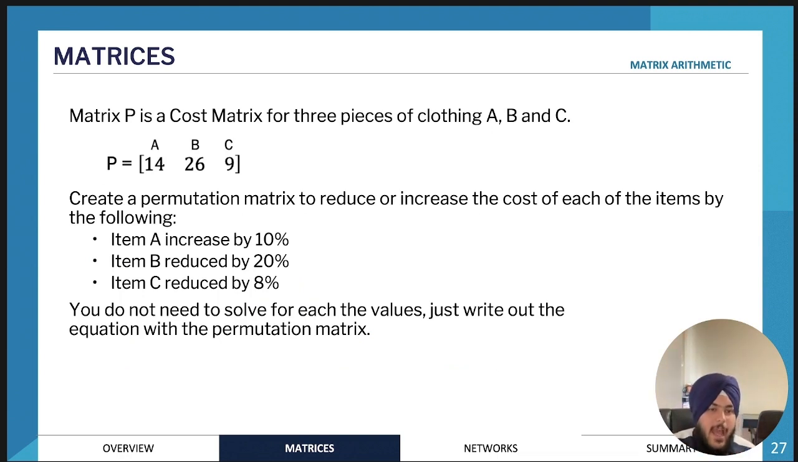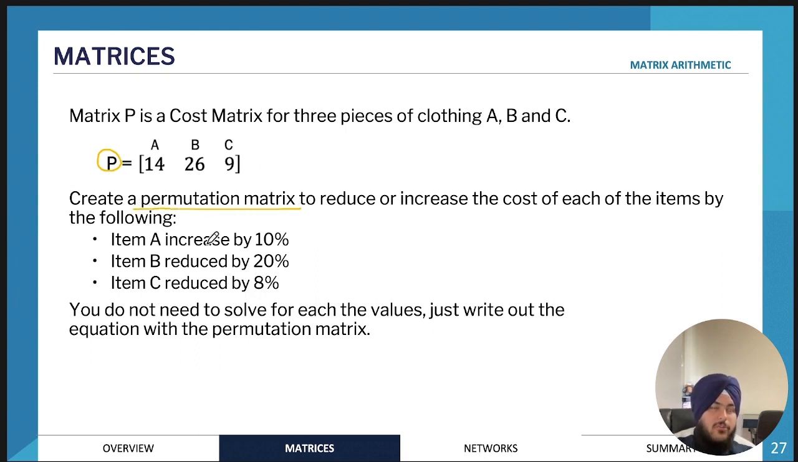Okay, so then we have cost matrices. This is essentially a practice question for everyone to do. We have a cost matrix for 3 different types of clothing. So P is the cost matrix. A costs $14, for example, B costs $26, and C costs $9. And we want to create a permutation matrix.